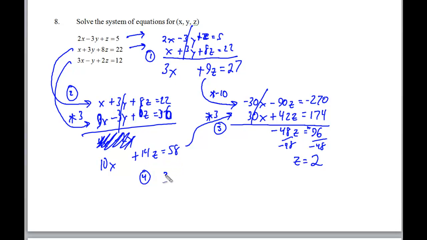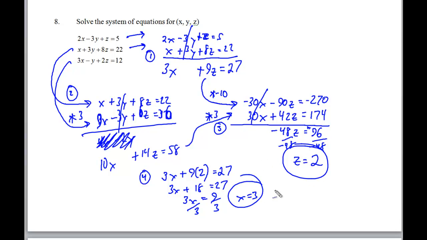So I'm going to go 3x plus 9 times 2, and this is equal to 27. So this is 3x plus 18 equals 27. I'm going to subtract 18 from both sides, so 3x equals 9. Divide both sides by 3, x is equal to 3. All right, so we're done with 2 of our 3-part answer here for our 5-step problem.